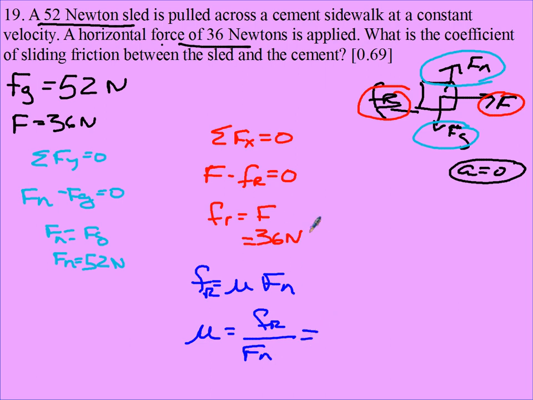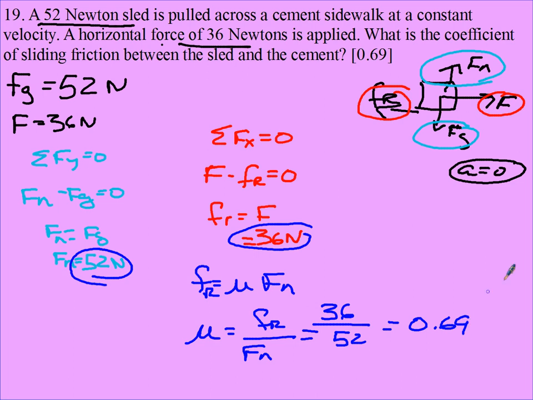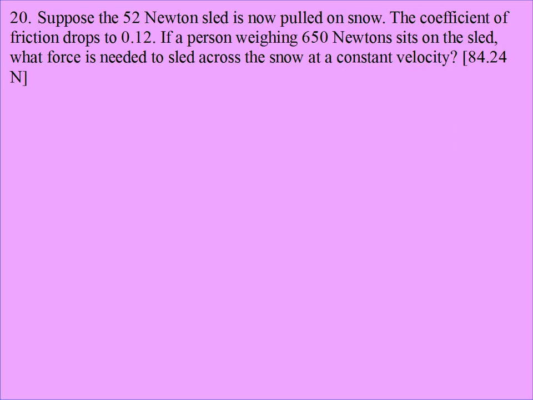I calculated my frictional force is 36. I calculated the normal force is 52. So I get a coefficient of friction of 0.69. No units. Now suppose it's being pulled on snow, and the coefficient of friction drops to 0.12, and we've added a person of 650 newtons. What force is going to be needed to slide it across at a constant speed?